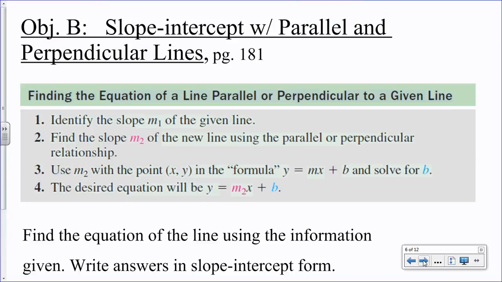Okay, parallel and perpendicular lines. We've already talked about parallel and perpendicular slopes. Now we're going to be writing the equations of parallel and perpendicular lines. So these are the steps. Feel free to summarize, or not write down what you don't need to write down. Just make sure it makes sense to you.